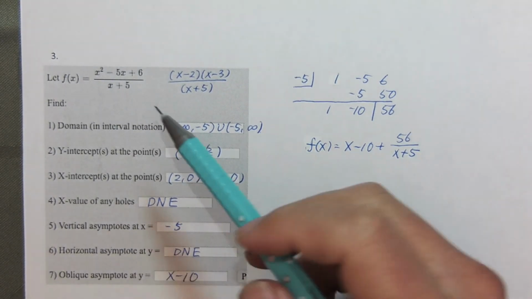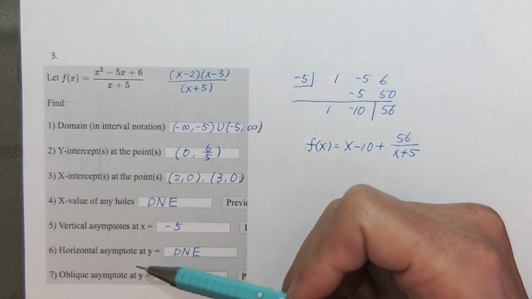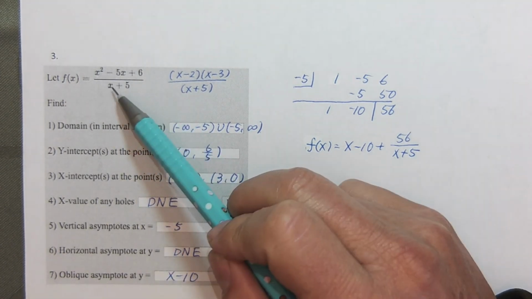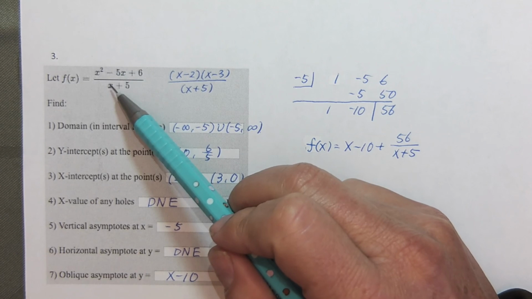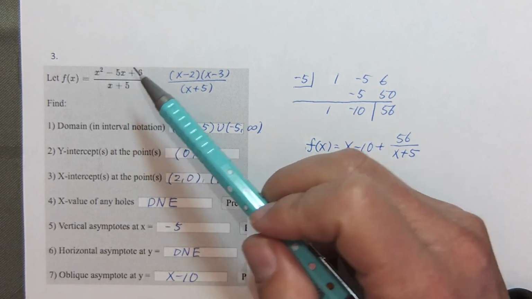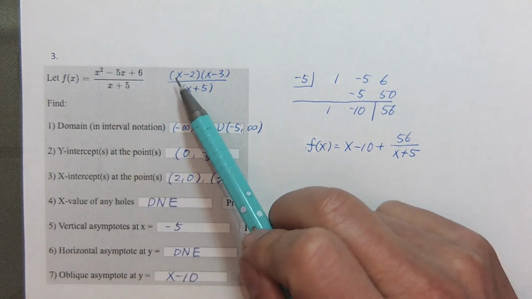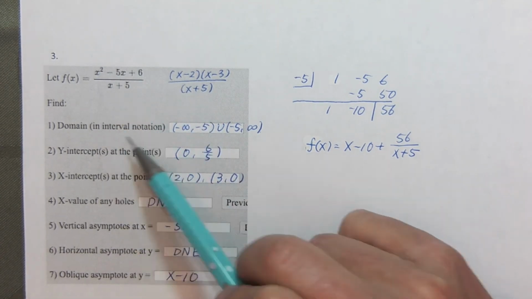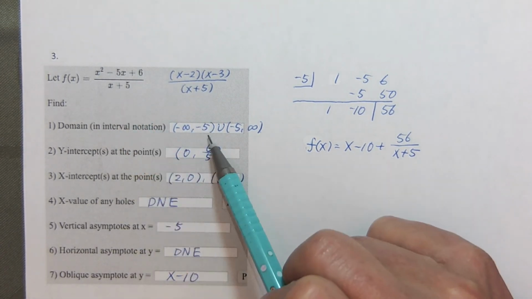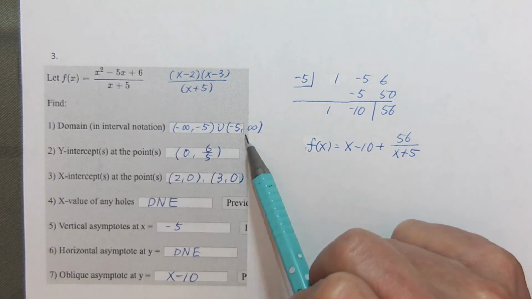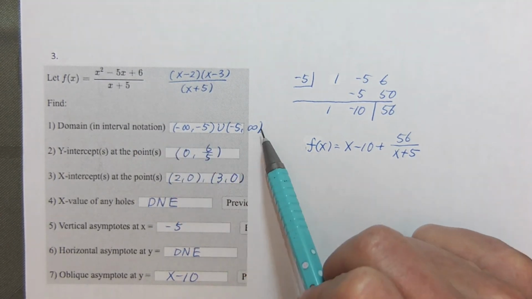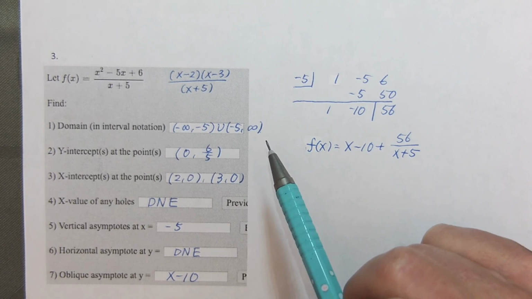Next up, here we have a function. We're going to go through all these various pieces. First off, I'm going to notice that the numerator degree is larger than the denominator, so we're going to have an oblique or a slant asymptote. The domain, I went ahead and factored, and you can see in the domain, for sure, x can't be -5. We definitely have a problem at -5, and so it's everything from -infinity to positive infinity except -5.